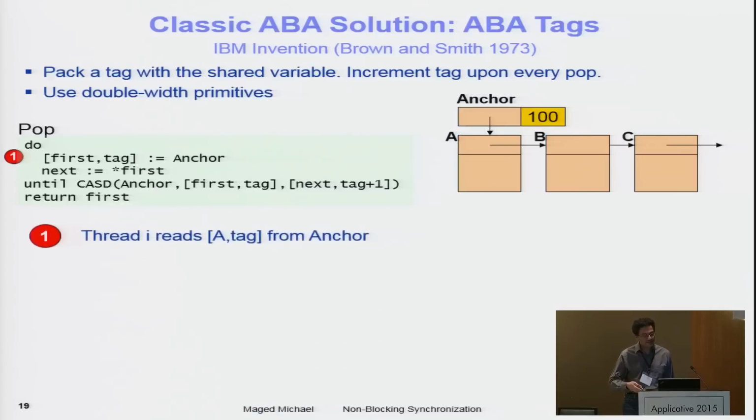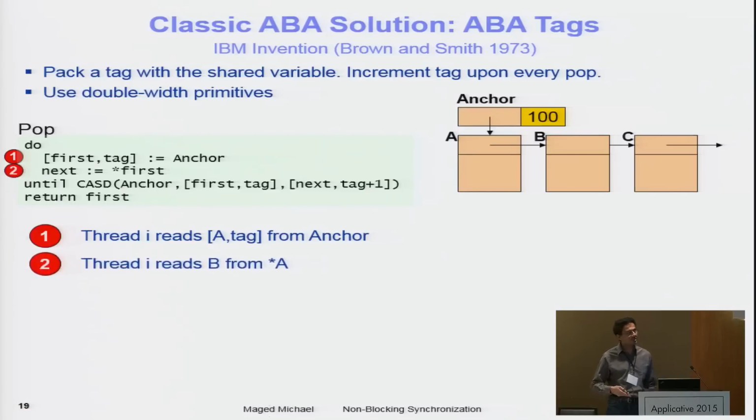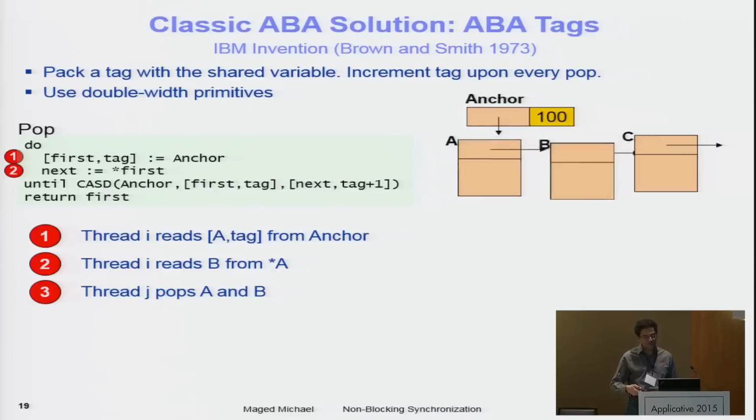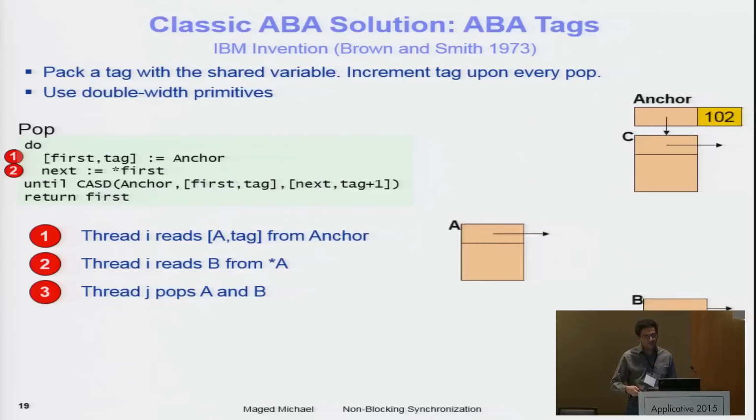So in this case, let's go through this again. Thread I reads the value A, but attached with it is a tag. In this case, the value is 100 from the anchor. Then it reads B again from the next pointer of A. That's fine. Now thread J pops A and B. So it's doing two pops. I'll just do them in one step here, which means that the value is updated from 100 to 102.